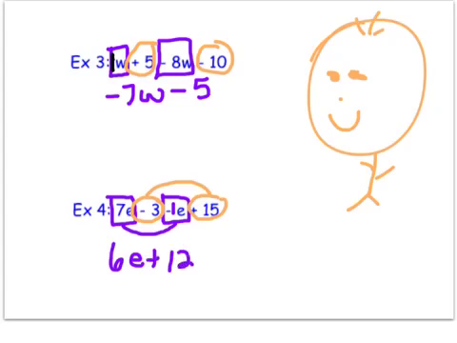Well, you say, I don't see the plus sign. You don't, but what kind of 12 is that? It's a positive, so you're going to use the positive to represent your addition. So you get 6E plus 12.